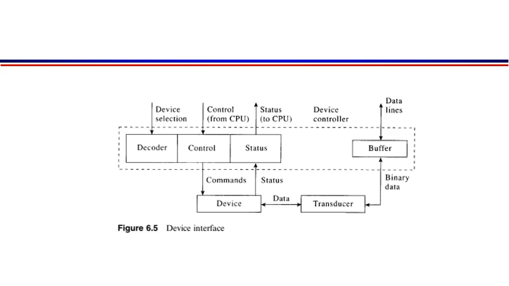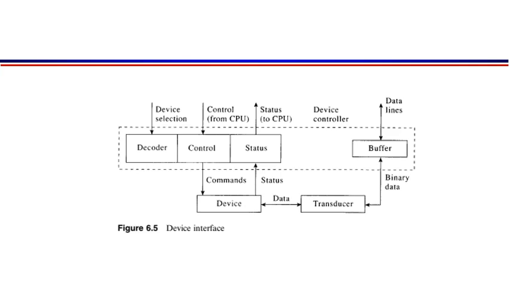So we are showing a detailed picture of the device interface. The device controller, which is the dotted block, consists of a buffer, status, control and decoder. The decoder section will be responsible for the device selection. Different device addresses will be generated by this decoder. The control block will be responsible to accept different control signals from the CPU, and it will also give commands to the device.